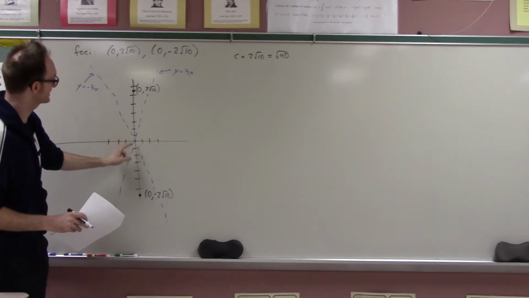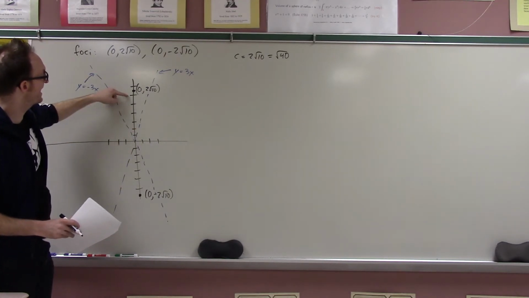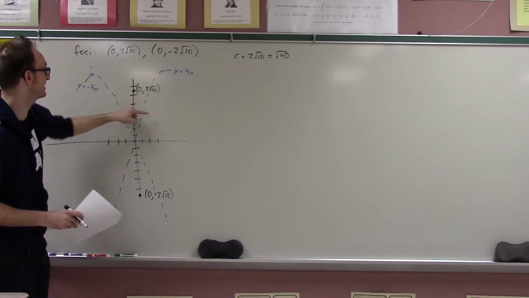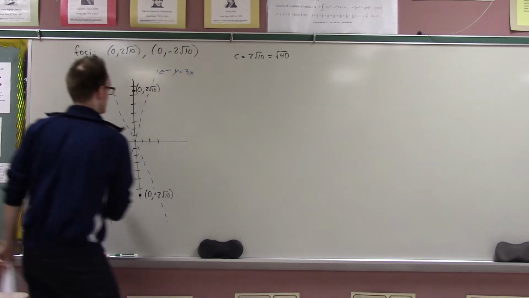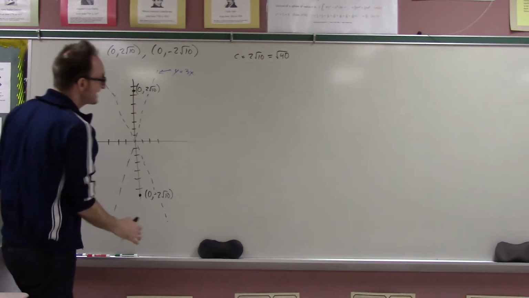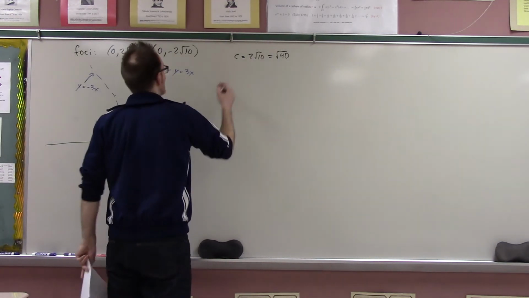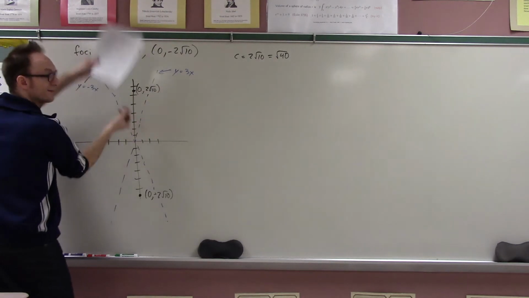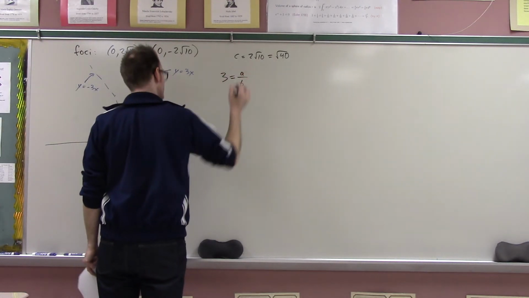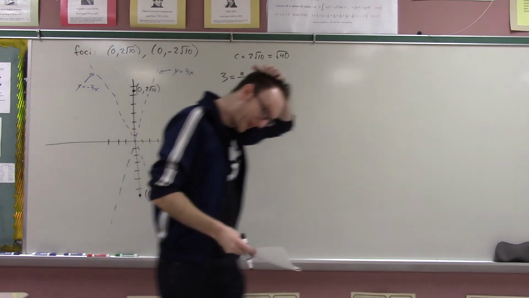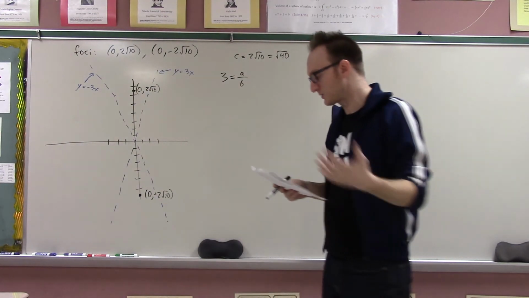So the slope of this must be AB, or something. So basically, I know that the asymptotes must have slope A over B, because I have to go up A over B in a vertical hyperbola. So 3 has to be A over B. But then I also have another relationship between A squared and B squared.